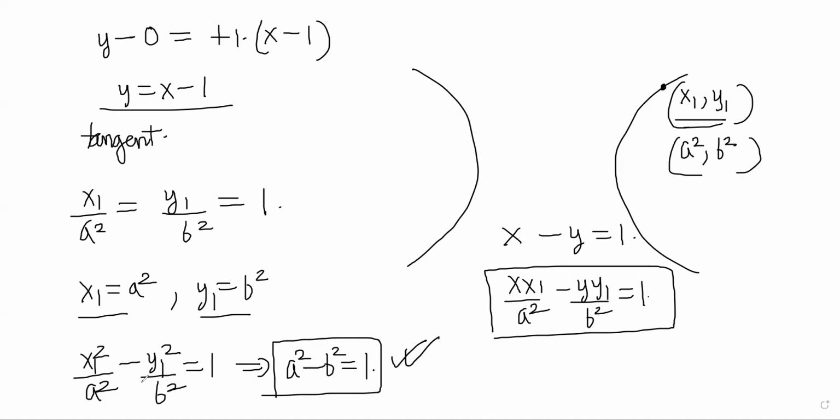So we are getting the condition a square minus b square is equal to 1, which means that a square is equal to b square plus 1, right? And that will help us get the eccentricity.